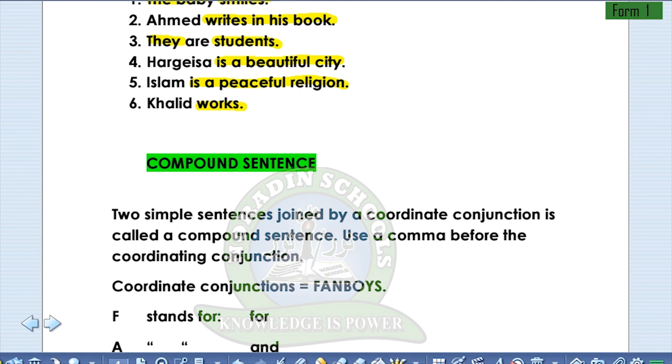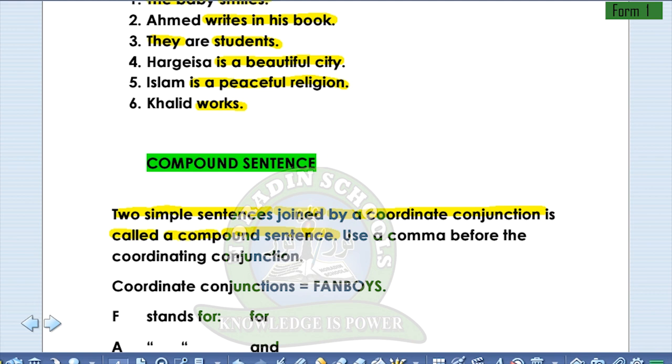To construct a compound sentence, you simply add two simple sentences plus a comma and a coordinating conjunction. Now look at these examples. Two simple sentences joined by a coordinating conjunction is called a compound sentence.